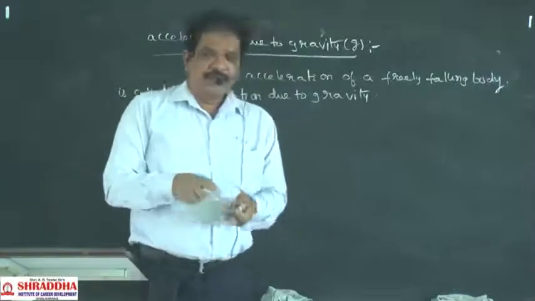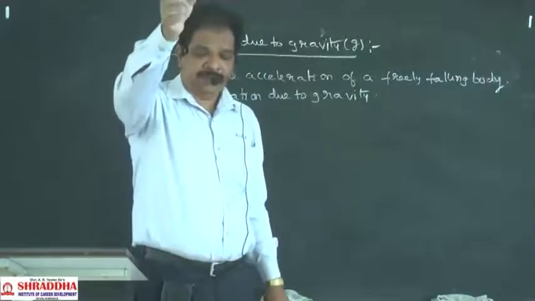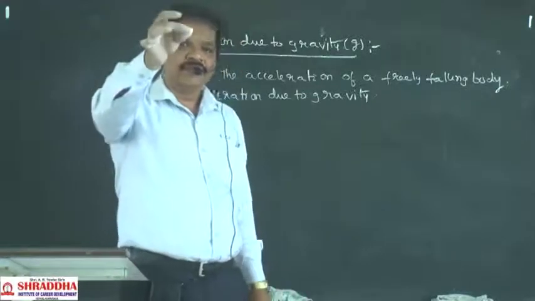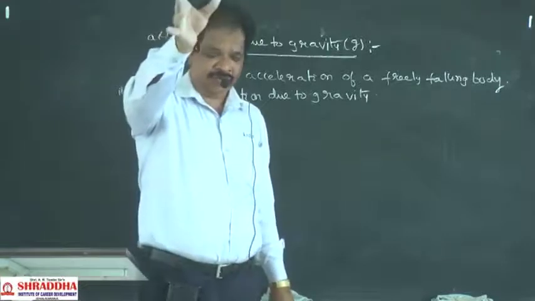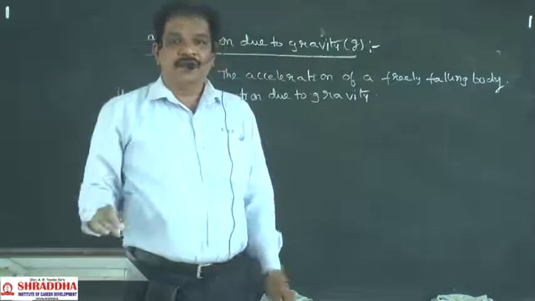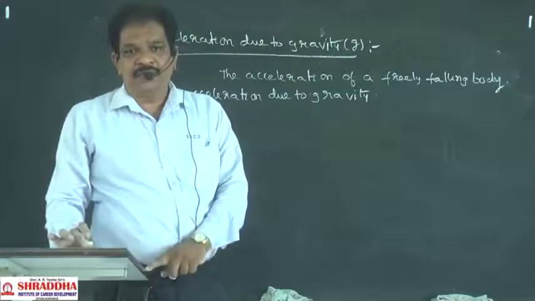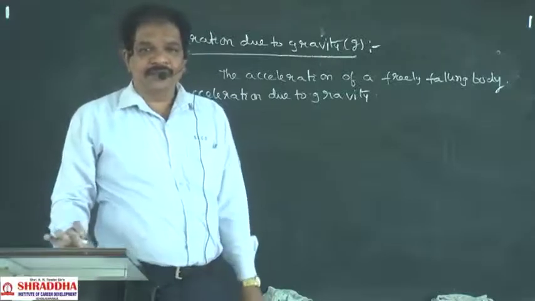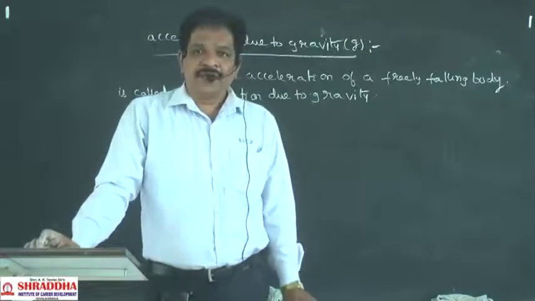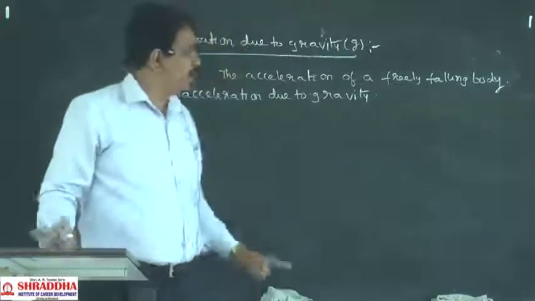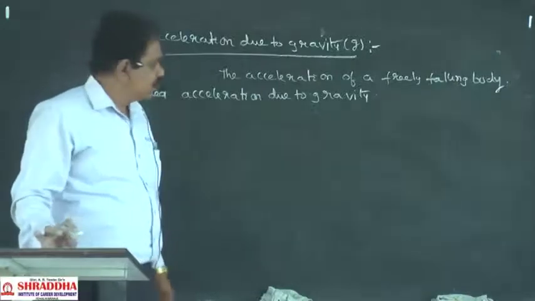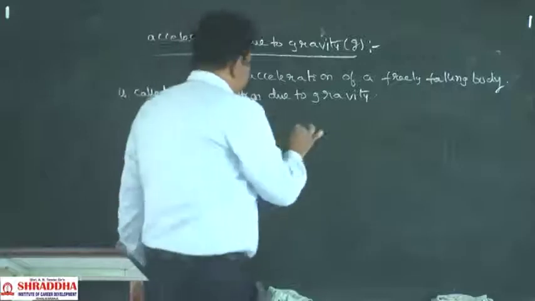For example, this is a body. This I am dropping in the air. What will happen? It will reach the surface. What is the reason? Because the earth has a gravitational force of attraction. This body dropped in the air will be called the freely falling body. That body will have some acceleration. That acceleration will be called acceleration due to gravity. The acceleration of a freely falling body is called acceleration due to gravity. Clear understanding?